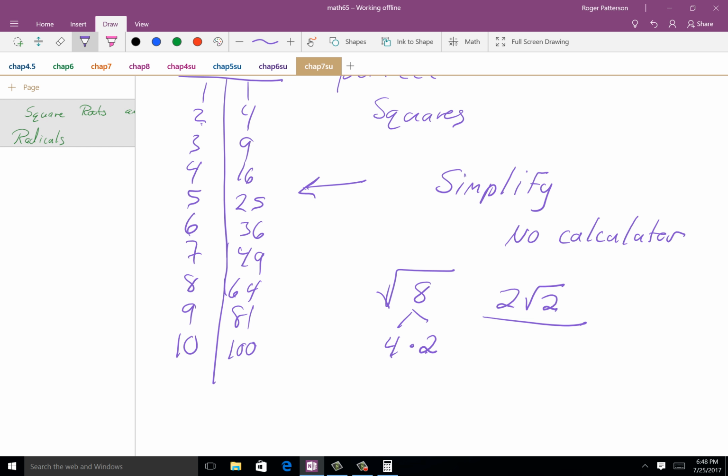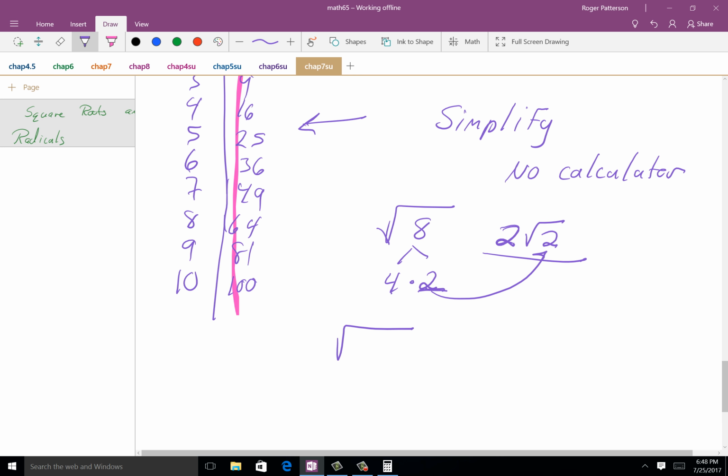So we took the 8. We said, which one of these numbers in the right-hand column goes into that 8 evenly? We had 4. 4 times 2 is 8. So the square root of 4 is 2. It comes on the outside. This 2 goes right there. That's how you simplify. But you can only use these numbers here. We're only going to use those numbers.